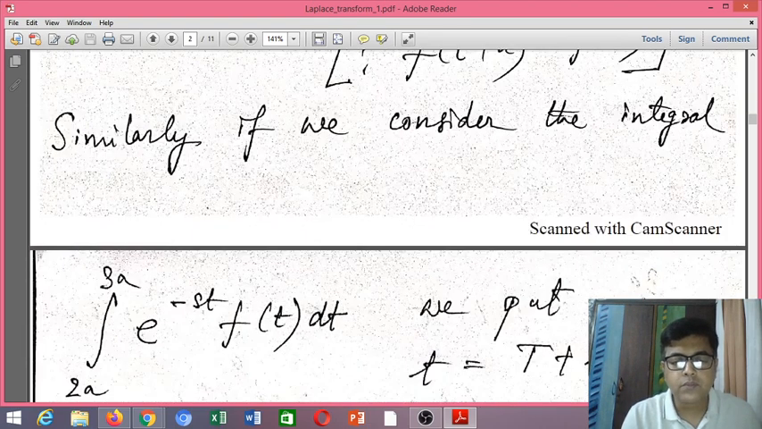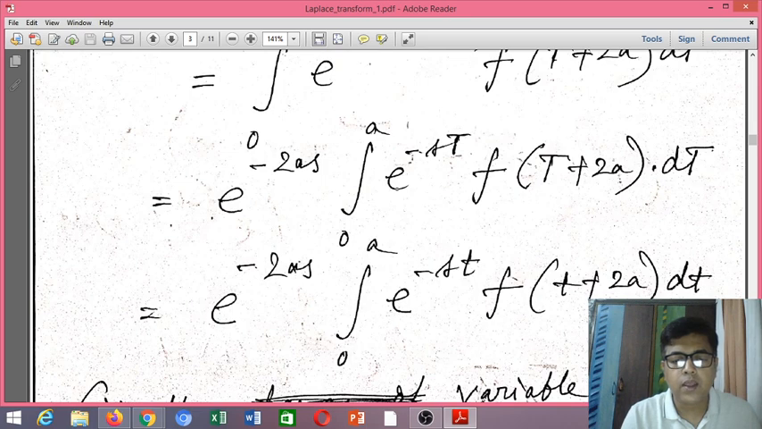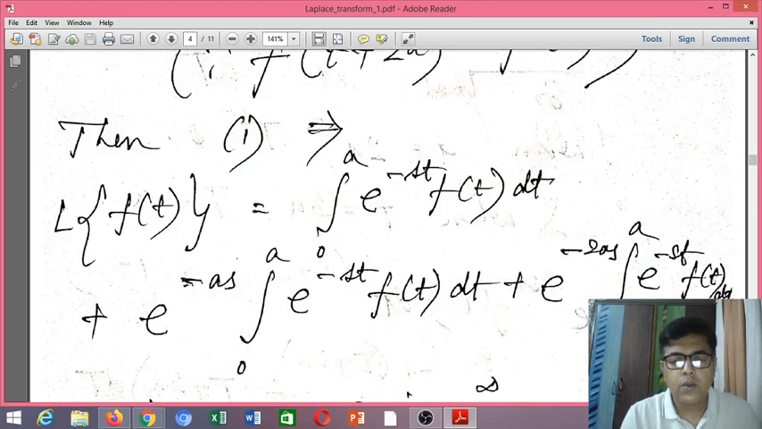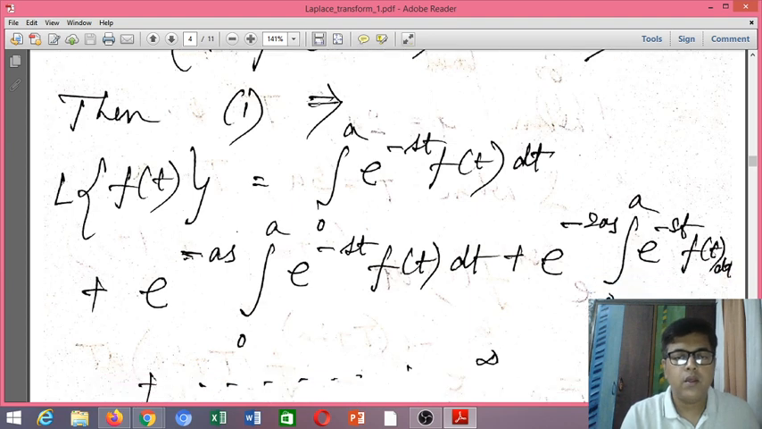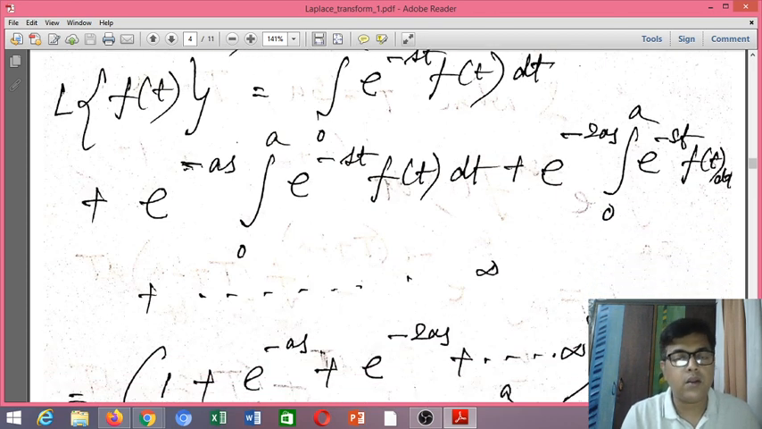So what do we get? We get something like this: the integral from 0 to a of e to the power minus st f(t) dt. That was the first integral, and it remains unchanged. Then we get the second integral in terms of the first, so we get plus e to the power minus s times the integral from 0 to a of e to the power minus st f(t) dt. The third integral in terms of the first, just now we did, is e to the power minus twice s times the integral from 0 to a of e to the power minus st f(t) dt. In this way, we can write the remaining integrals 4, 5, 6, 7, 8 and so on up to infinity.